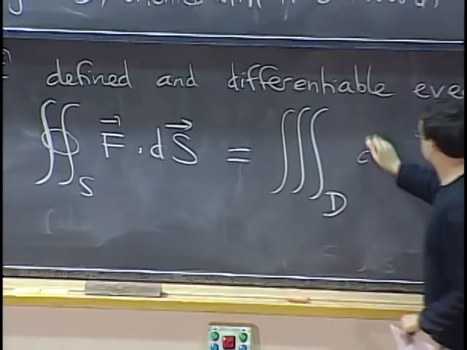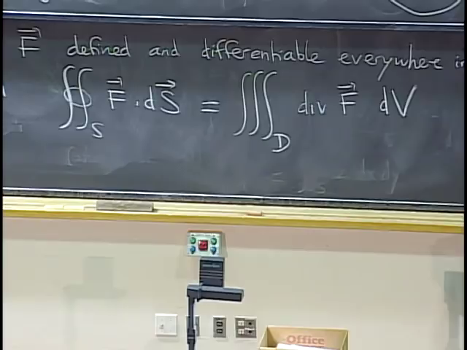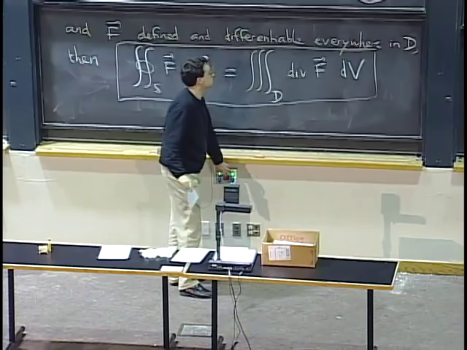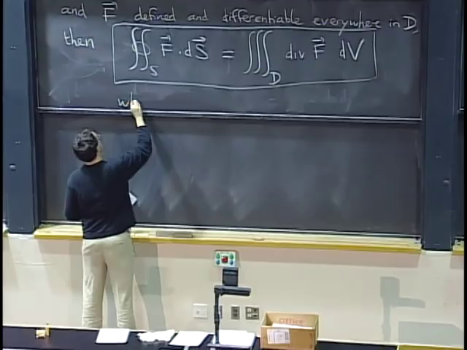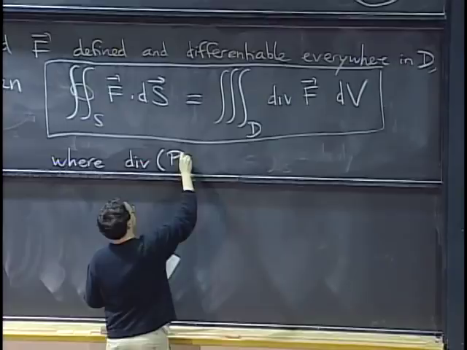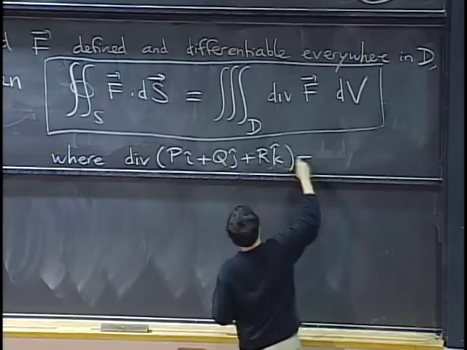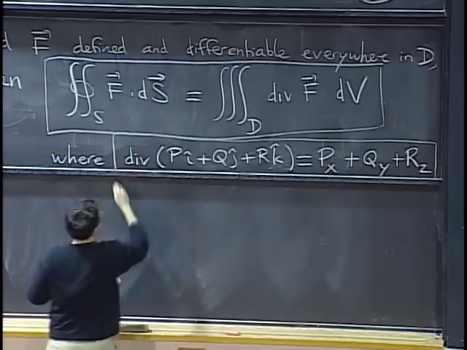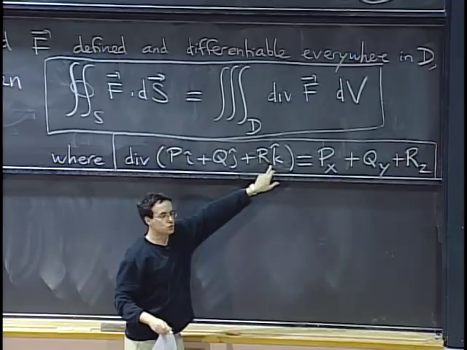Now I need to tell you what's the divergence of a 3D vector field. Well, you'll see it's not much harder than in the 2D case. What you do is just, say that your vector field has components P, Q, and R, then you will take P sub x plus Q sub y plus R sub z. Okay, so that's the definition. It's pretty easy to remember. You take the partial with respect to x of the x component, plus partial with respect to y of the y component, plus partial with respect to z of the z component.